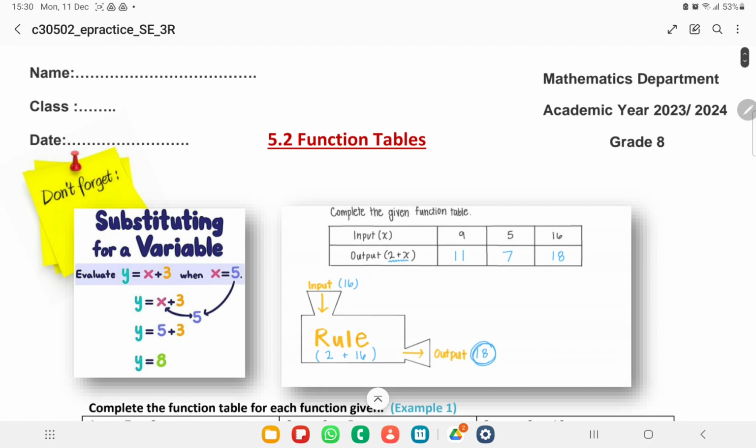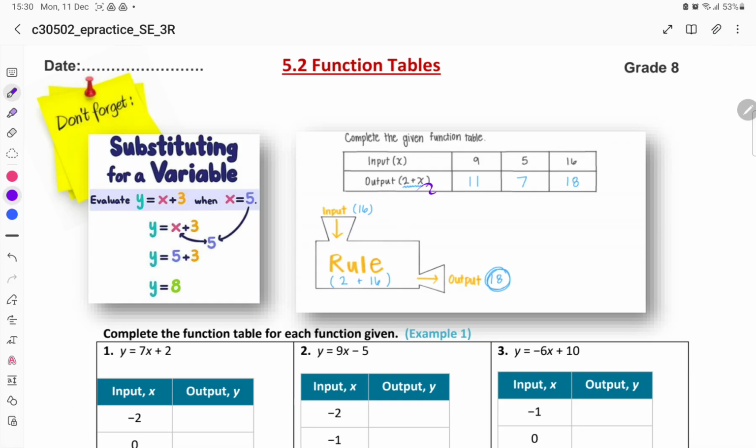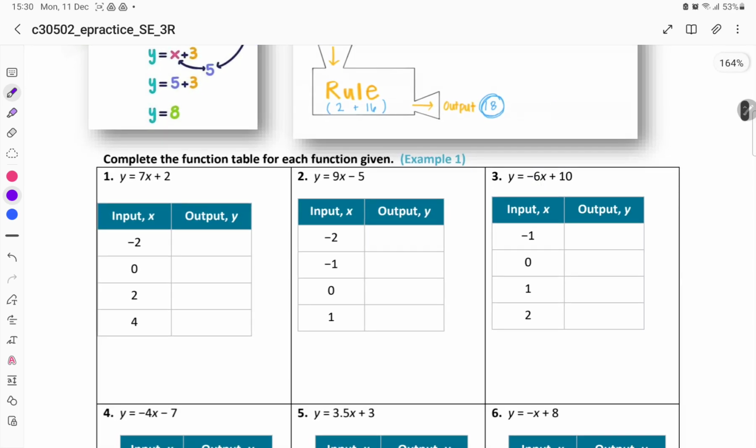When you take, for example, the 9, plus 2 is 11. 5 plus 2 is 7. 16 is x, so 16 plus 2 is 18. So for example, you will have a table like this one: y equals 7x plus 2.